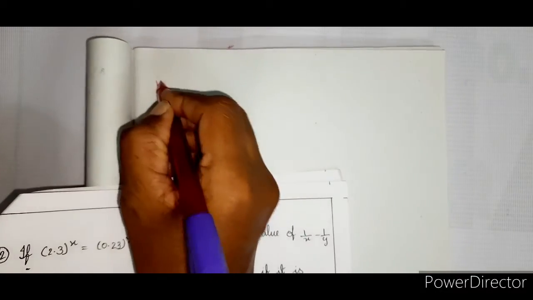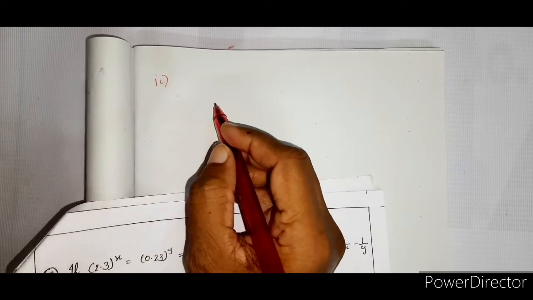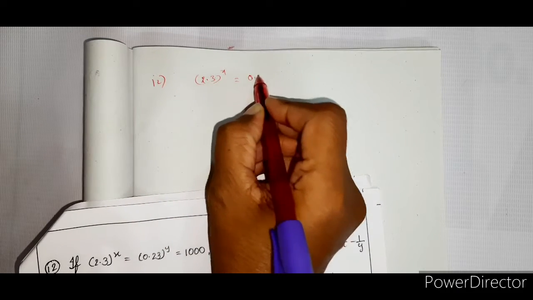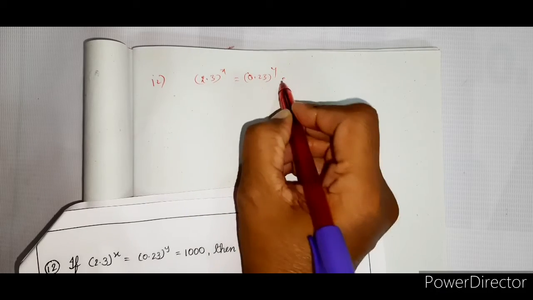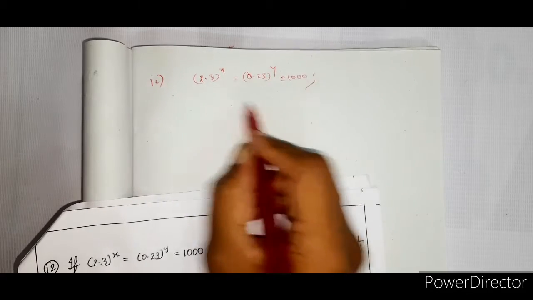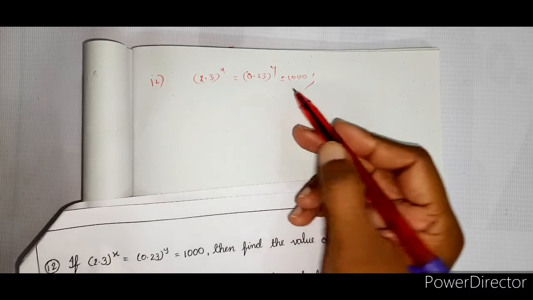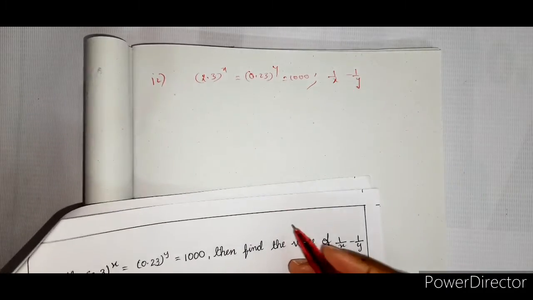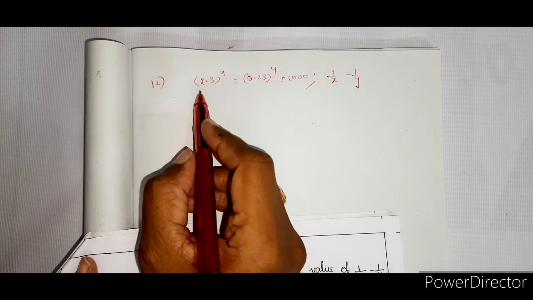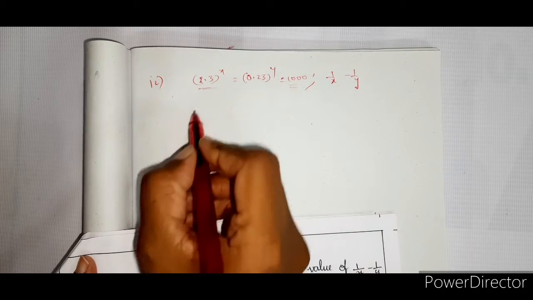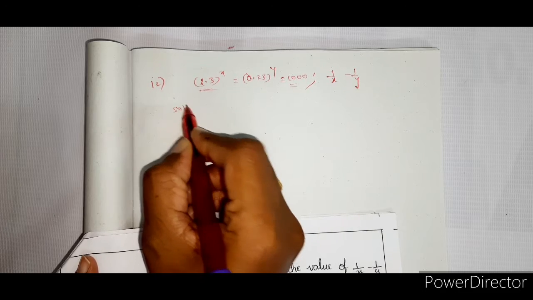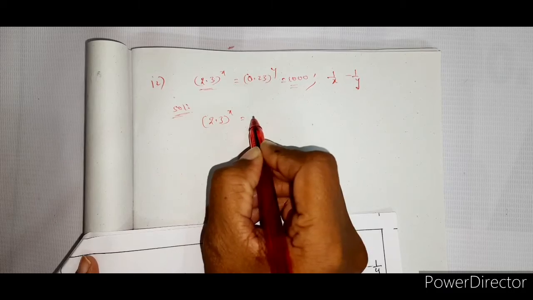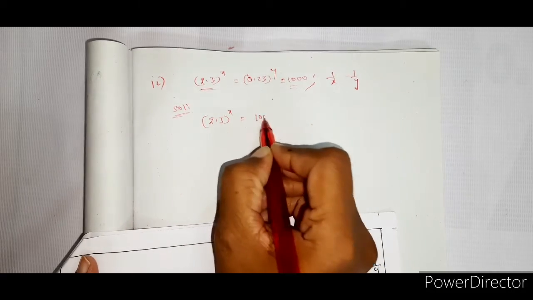So let's solve the problem now. What is the thing given? 2.3 whole power x is equal to 0.23 whole power y is equal to 1000. This is given. Now we have to find the value of 1 by x minus 1 by y. So first of all, let us take this relationship. Solution: 2.3 whole power x is equal to 1000.